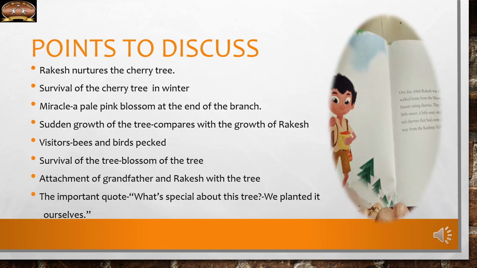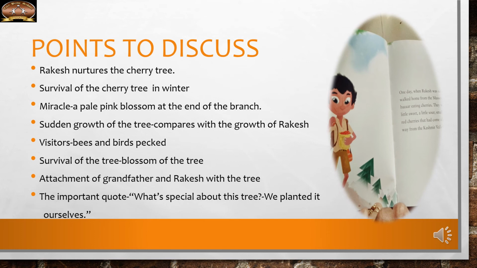So children, in this part you can see again the arrival of winter. It is said, winter came early, and then the cherry tree is bending low. Why? Because of the weight of the snow. And then how the environment is changing and everything is also described by the author Ruskin Bond.